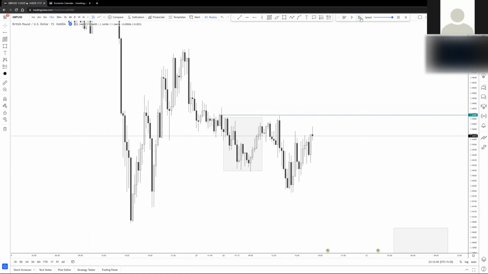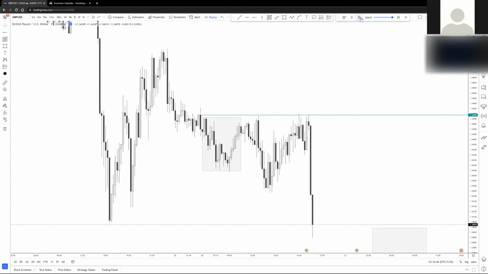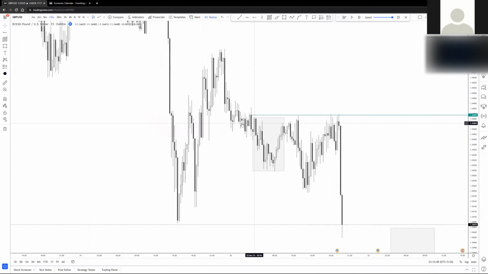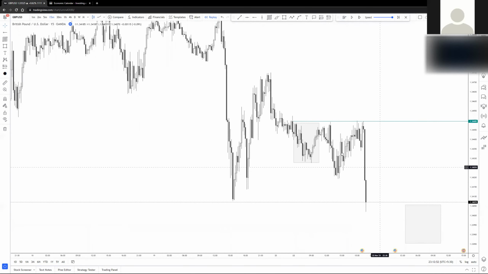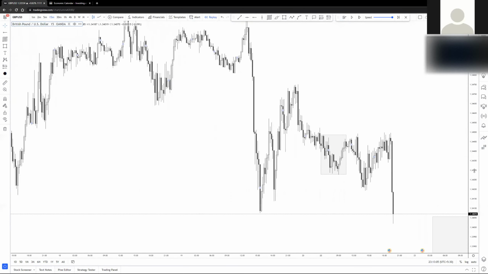So what did New York do? Came up, swept the London highs, and here comes the drop. See that? Asia, London failed, New York dropped. That rejection block, can you maybe explain that to me? That's the only one that I've never really understood, because I haven't studied it. I do understand the breaker and the normal order block.